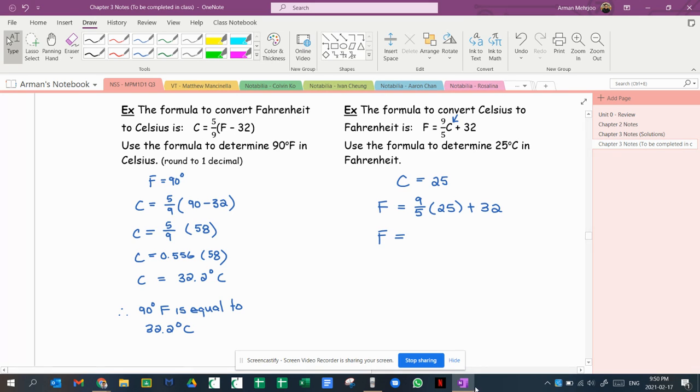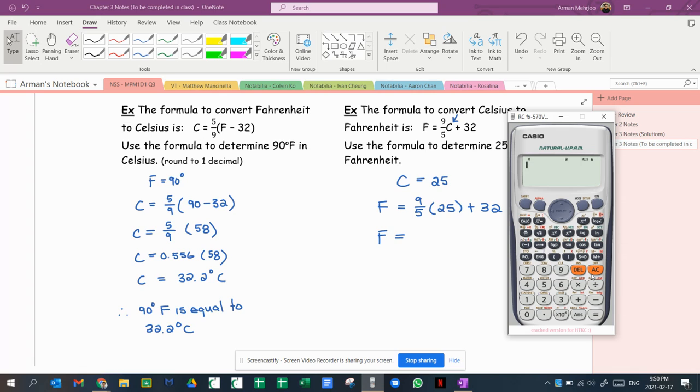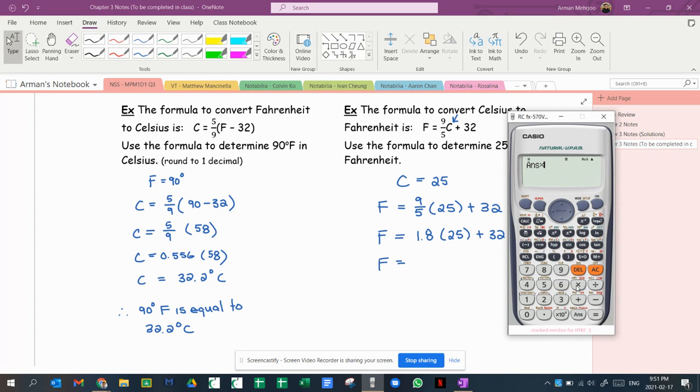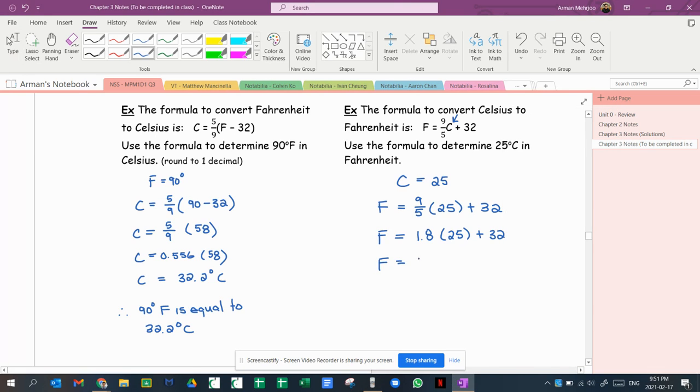So the first thing I got to do is figure out what 9 over 5 is as a decimal. And 9 over 5 looks to be 1.8. So I have 1.8 times 25 plus 32. Let's figure out 1.8 times 25 next. So that's 45.